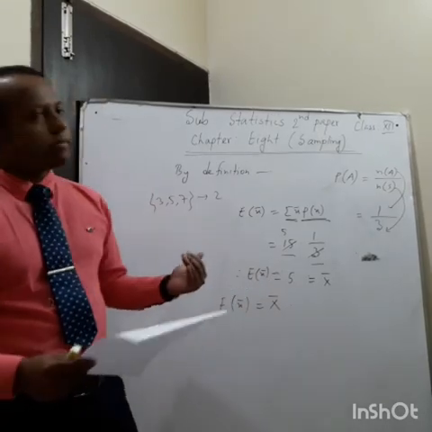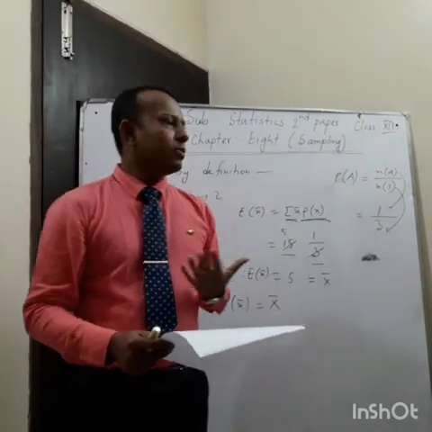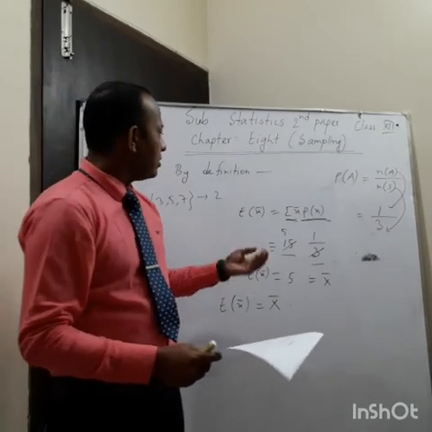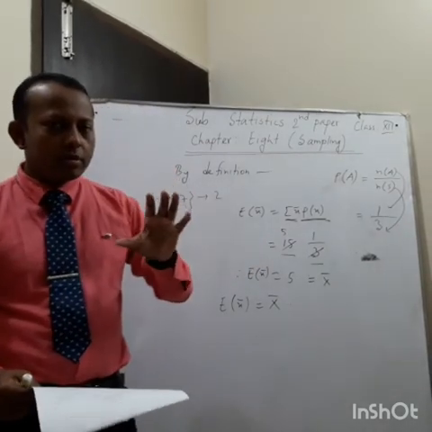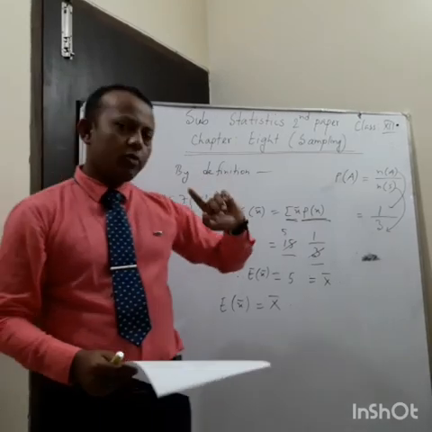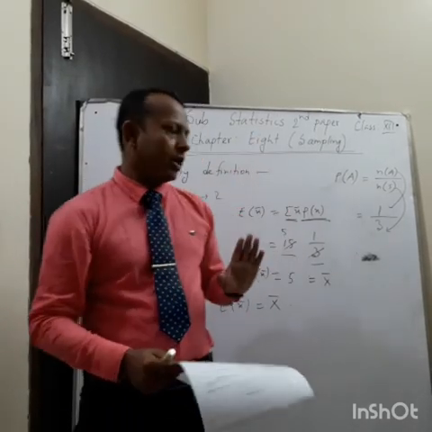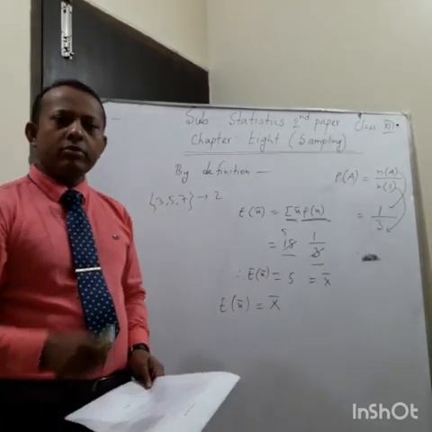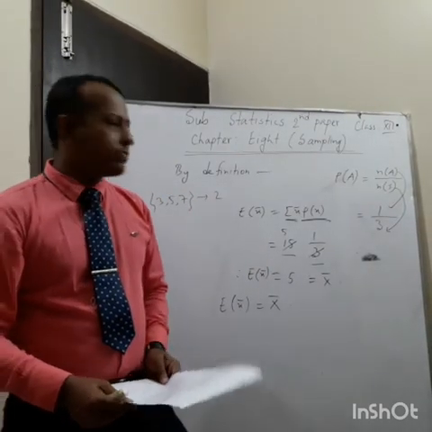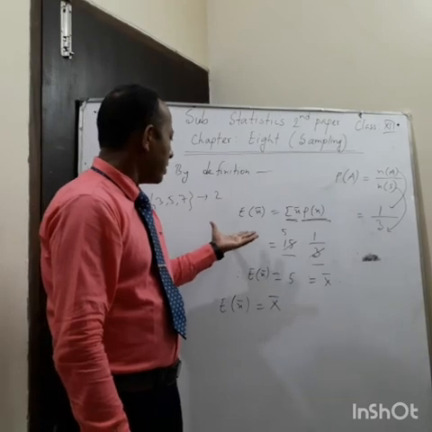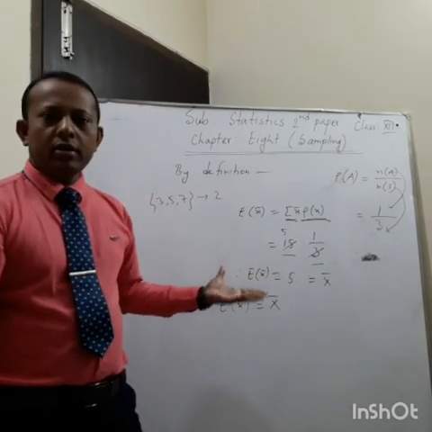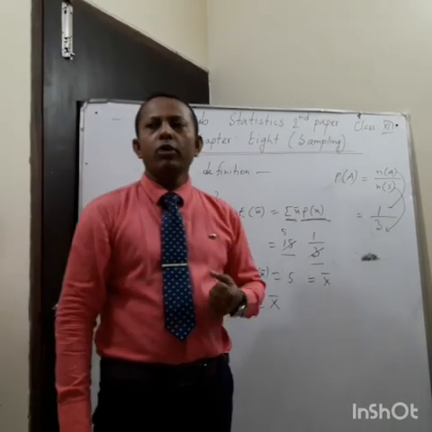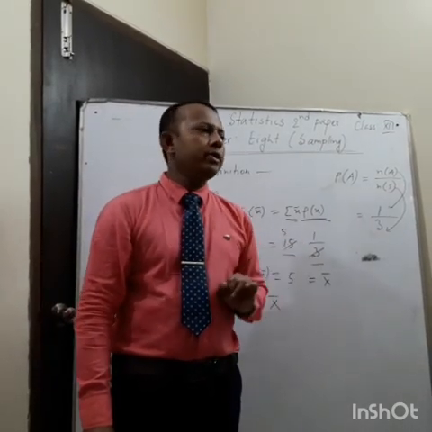There is another system. If we collect the sample with replacement, in that moment, the number of samples will be 9, that is n to the power n, that is 3 square equal to 9. And the rest of the procedure is the same. If you try it at home, I expect that you will be able to justify the statement that sample mean is an unbiased estimator of population mean when we collect the sample with replacement.